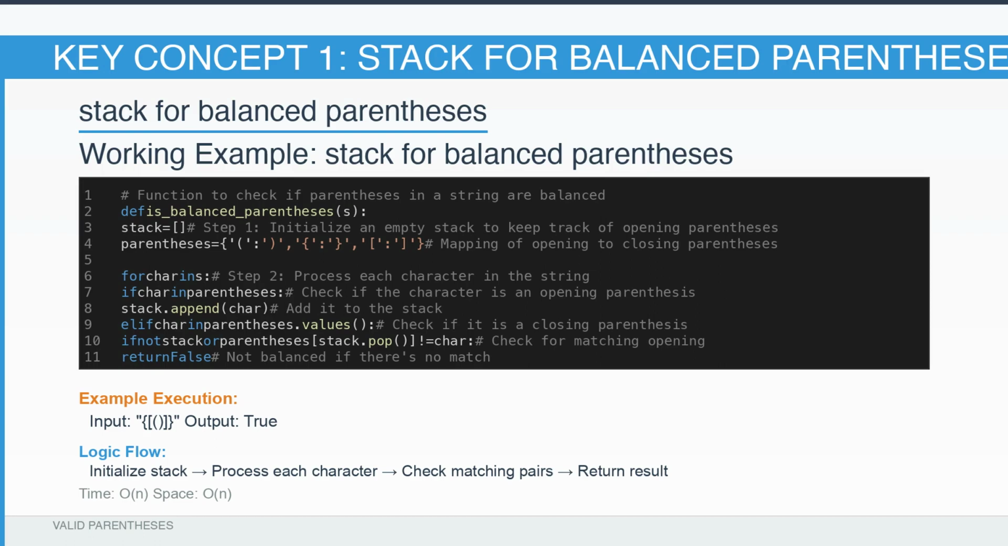When we encounter a closing parenthesis, we need to check if it matches the most recent opening parenthesis. If our stack is empty at this point or the parentheses don't match, we return false, indicating the string isn't balanced. Finally, if we've processed all characters and our stack is empty, we return true, confirming that the parentheses are balanced. This approach ensures we keep track of the order and matching of each parenthesis correctly.